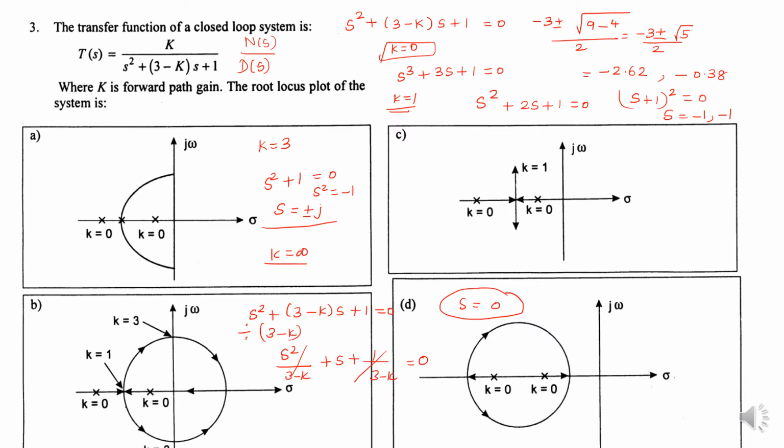Okay, see these 4 options. Option B is the correct answer because when k is equal to 0, the values are minus 2.62 and minus 0.38. And next, k equal to 1, here minus 1. And k equal to 3, j and minus j. So option B is the correct answer.